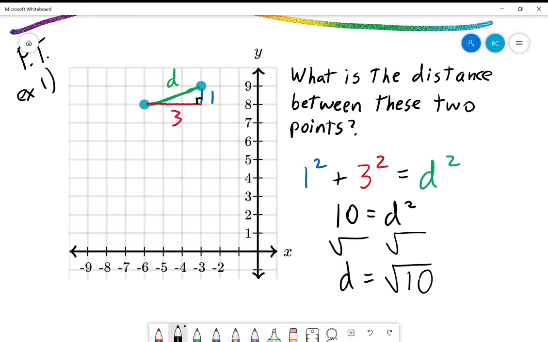Let's see, is there any way that we can simplify that? 10 is 2 times 5. Nope, does not look like we can simplify that. So we're just going to leave it as the square root of 10. Now, just because I know some of you are itching to grab that calculator, I will go ahead and give you a decimal approximation using my calculator. Let's see, the square root of 10 is about 3.16. But I really want you to be able to work with those square roots.